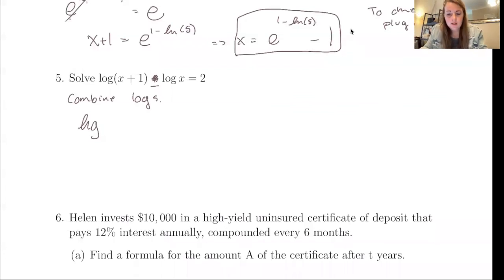All right, we're back. So if Helen invests $10,000 in a high yield uninsured certificate of deposit that pays 12% interest annually, compounded every 6 months. All right, so that's twice a year. So find a formula for the amount A of the certificate after t years.